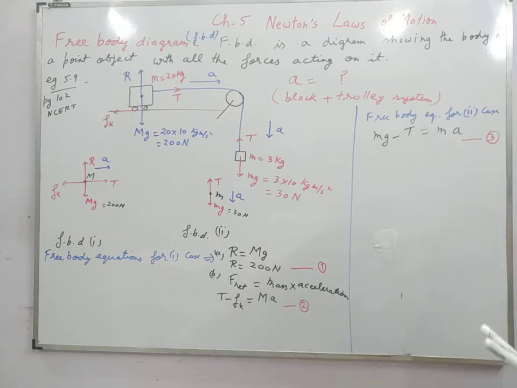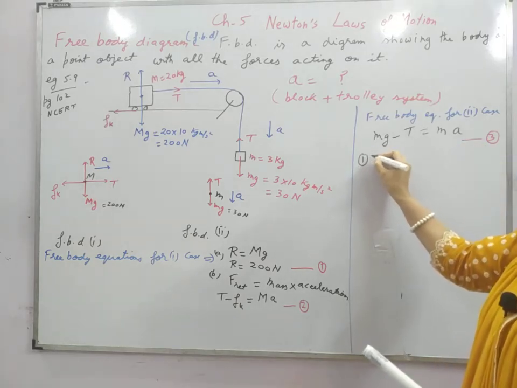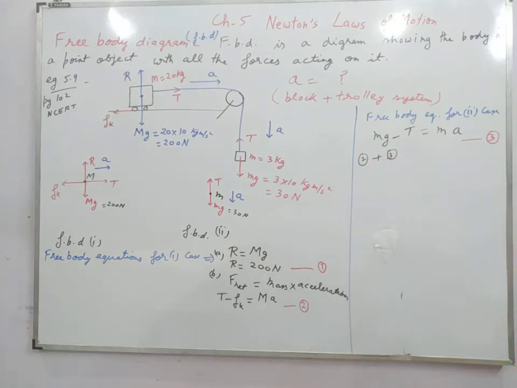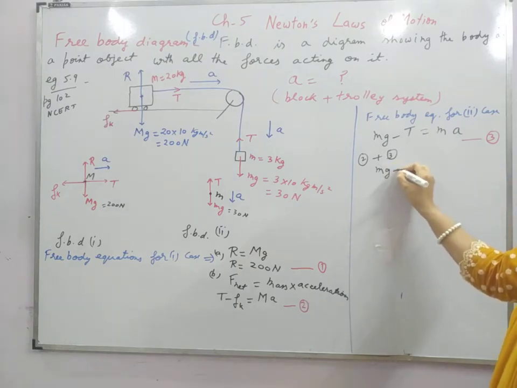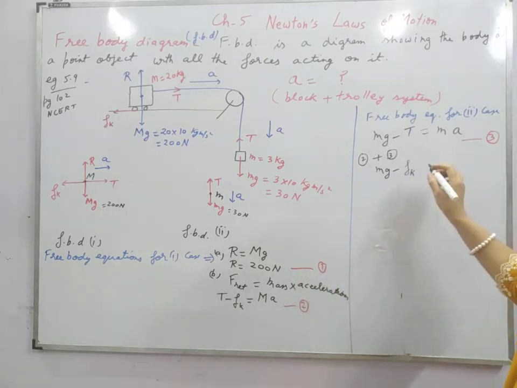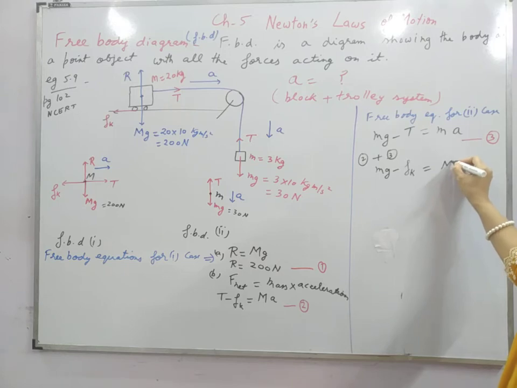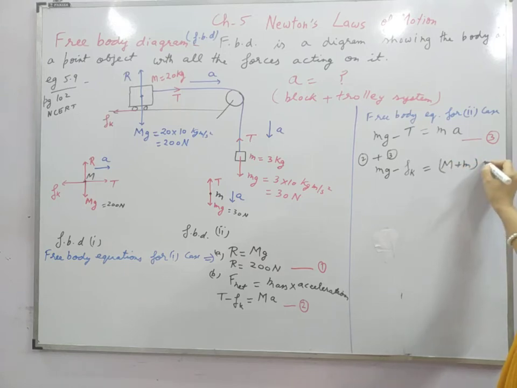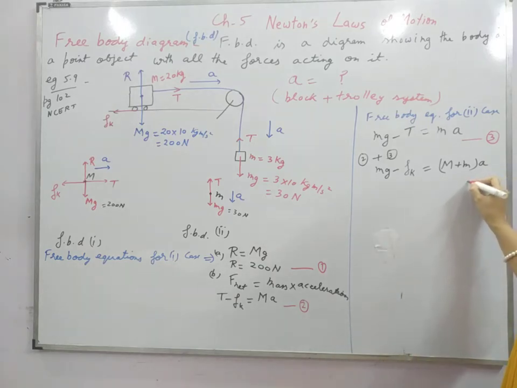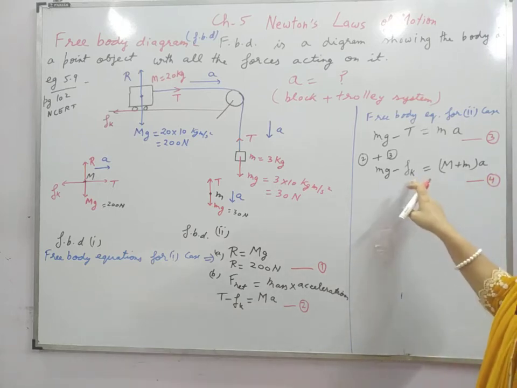So let's add these. This will be equation 1 plus equation 2 plus equation 3. So this will give me mg minus Fk, because this T will be cancelled, is equal to (M plus m) into a, right? Let's mark this as equation 4, right? We have to write the value of Fk also.